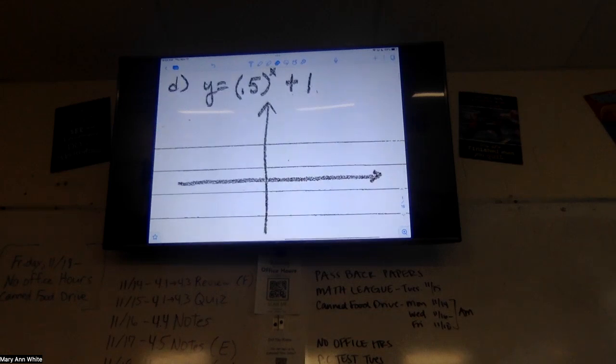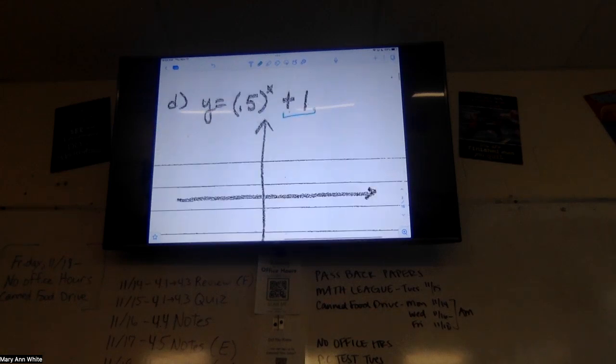There's actually a couple things happening here. First thing is this +1. What do you think that +1 does to my graph? Moves it up 1. Good. So instead of going through the point 0, 1, it's going to go through the point 0, 2.